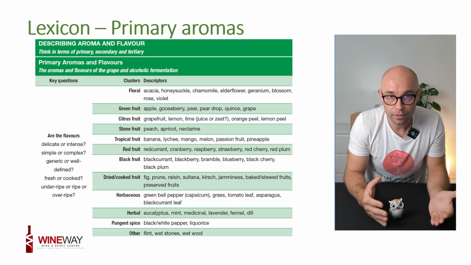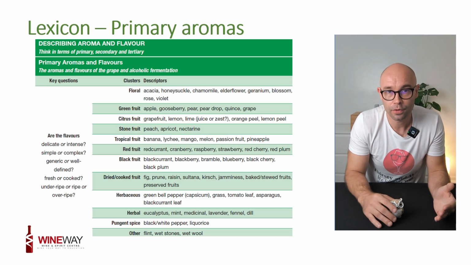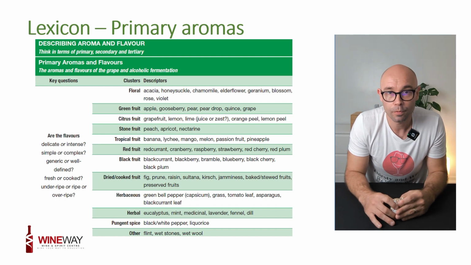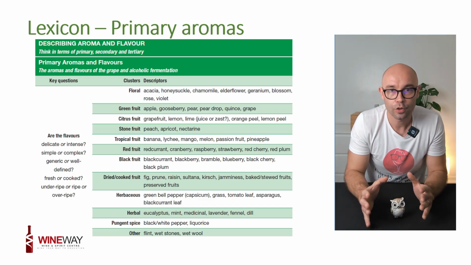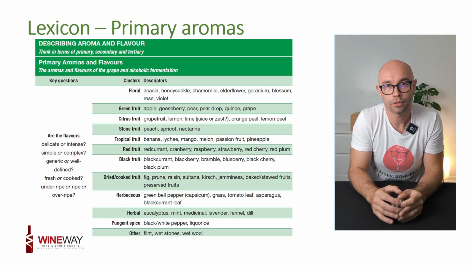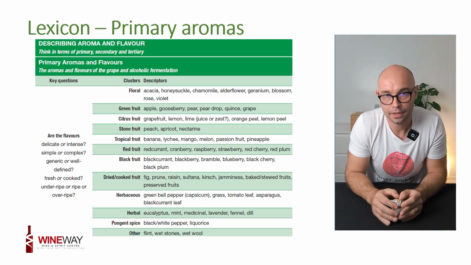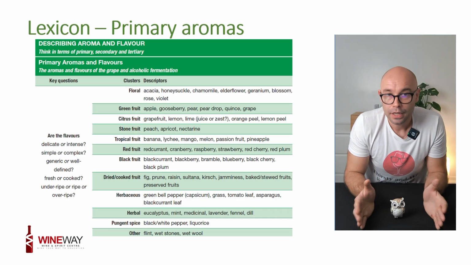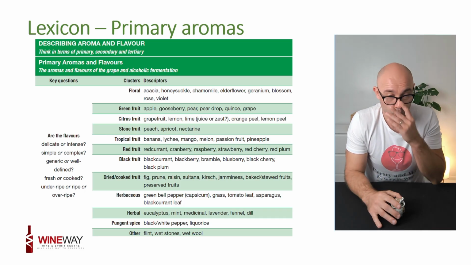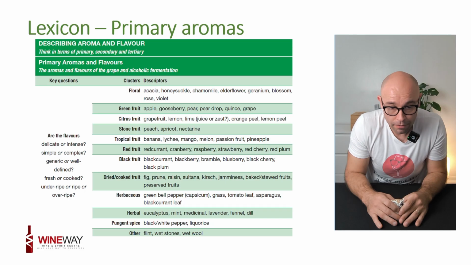This can be used for white wines, but honestly, with white wines, if you describe a wine as a green apple, that's already explaining where you think the wine is coming from. Where for red wines, you would need to use that additional description in order to give a more precise description of the wine. Dried cooked fruit will indicate fruit that is either a late harvest fruit or it's coming from a warm climate. So you can use descriptors of fig, prune, raisin, sultana, kirsch, jamines, baked stewed fruit, preserved fruits.